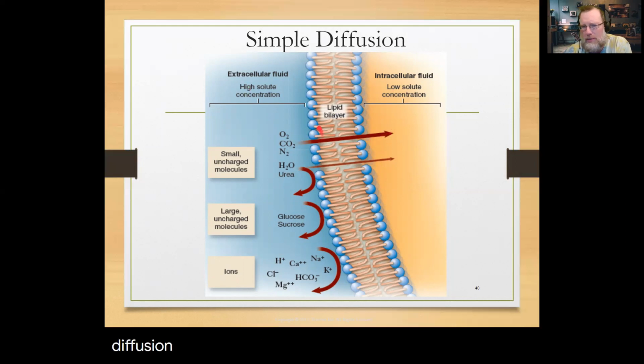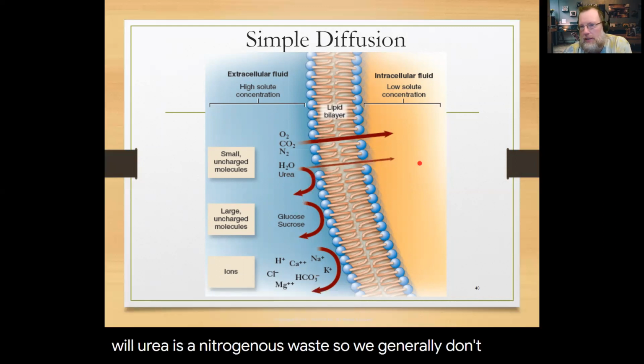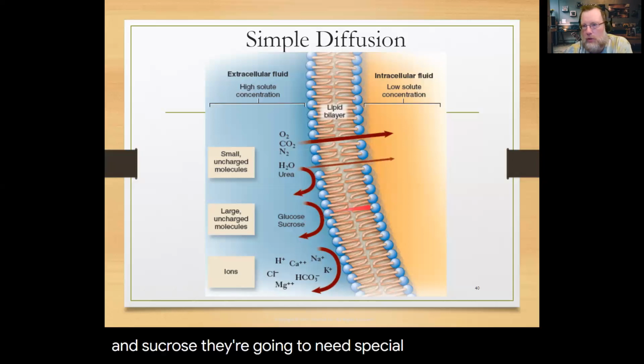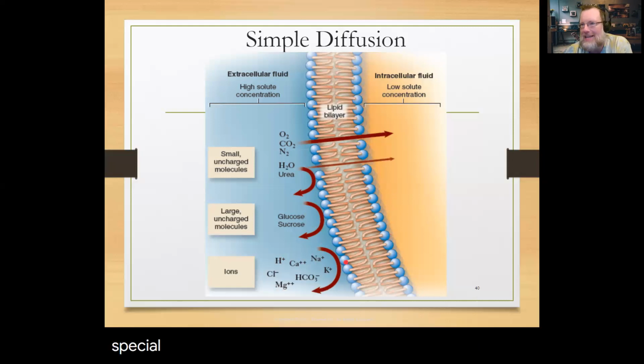So with simple diffusion, typically we only see gases and small uncharged particles. Urea is a nitrogenous waste, so we generally don't want that going inside of a cell. We're hoping to remove that, put it into the kidneys and eliminate it from the body. Glucose and sucrose are going to need special helpers or facilitation to get into the cell. And these ions also are going to need what we call leak channels to pass through.